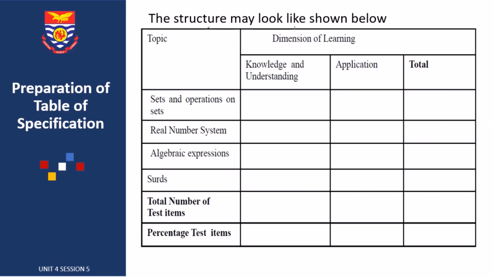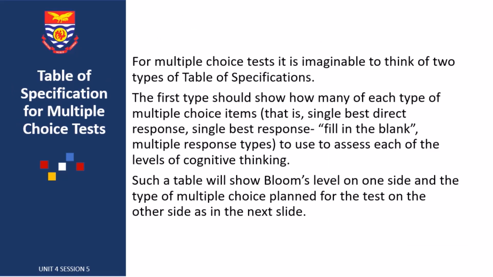Okay, so I think that was 4 topics, and here is how it should be done. The structure may look like this. You have application, knowledge and understanding, section operation, real number system, algebraic expression, set, number of test items, percentage test items. You put everything there, maybe 2, 3, 4, 3. Put that in so that at the end of the day you can see if you've gotten your total 20 questions.